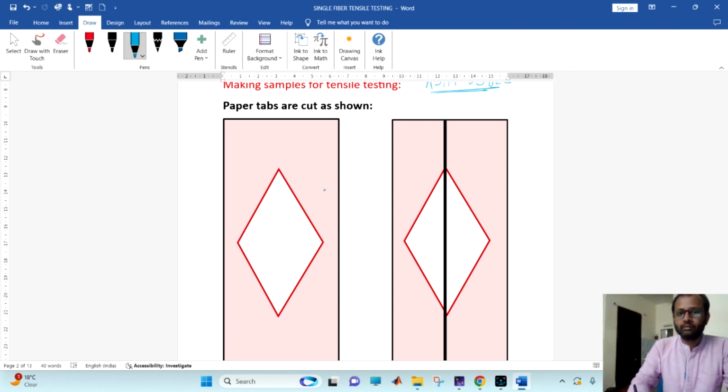Now we need the paper support. This is the paper we have cut inside in a diamond shape. We have cut the inside portion of the paper. These papers are generally calendar paper, a little bit thick, not too thick. Now, this is the fiber. First of all, this distance is the gauge length. What is the required gauge length?